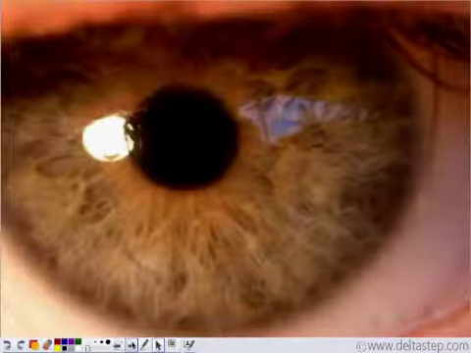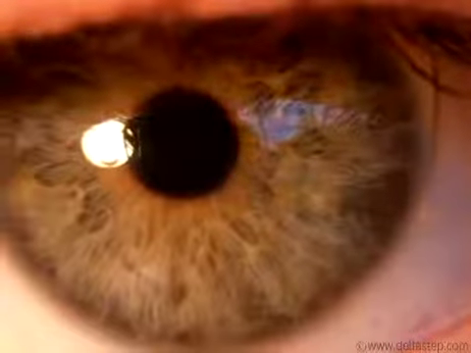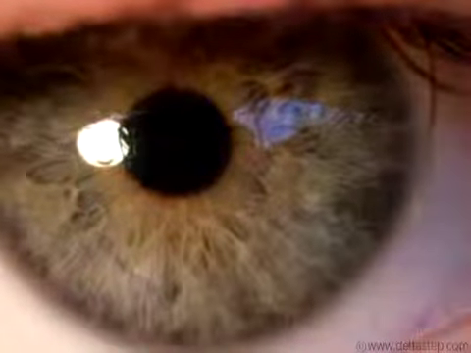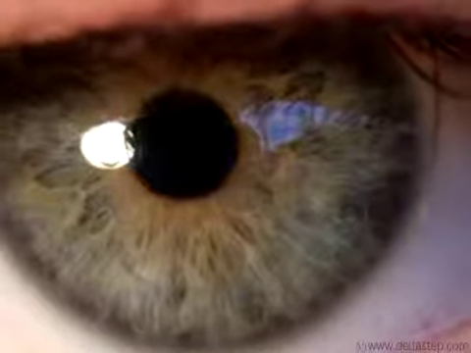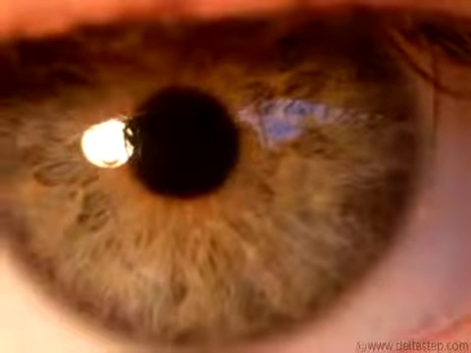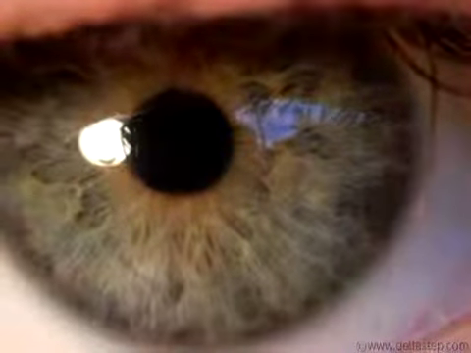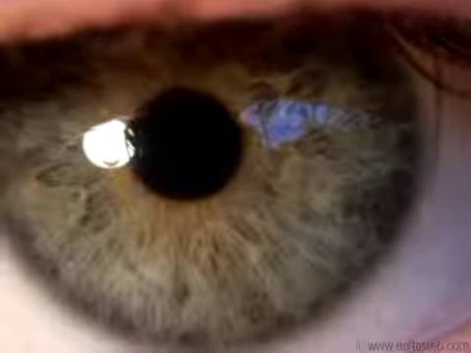Now let us see what is happening here. There is darkness in the beginning. Now suddenly when the light is turned on, these muscles contract, constricting the pupil. See it again. See the muscles of the iris, they contract, constricting the pupil.